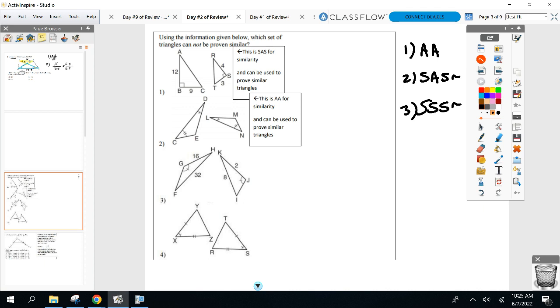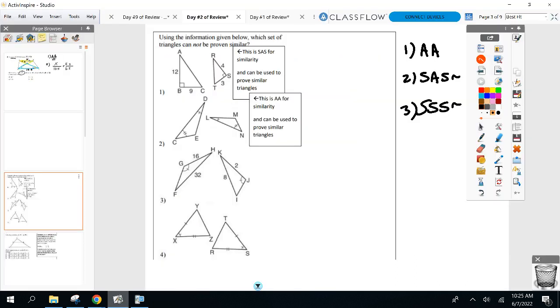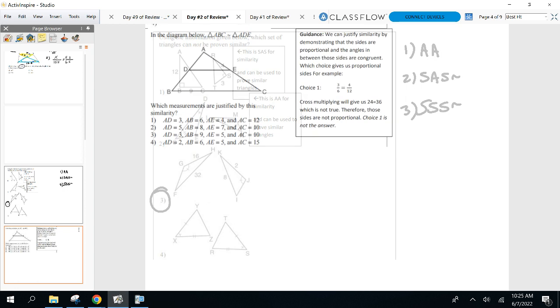And what do we think here? Which one can't be proven similar because it doesn't fit one of those 3 methods? Let's hear 8. 3, yep. Reason being, those angles aren't in between, right? Those angles aren't in between. I got side, I got angle, and I got side again for the last one. You guys all good? All right, another one on your own here.